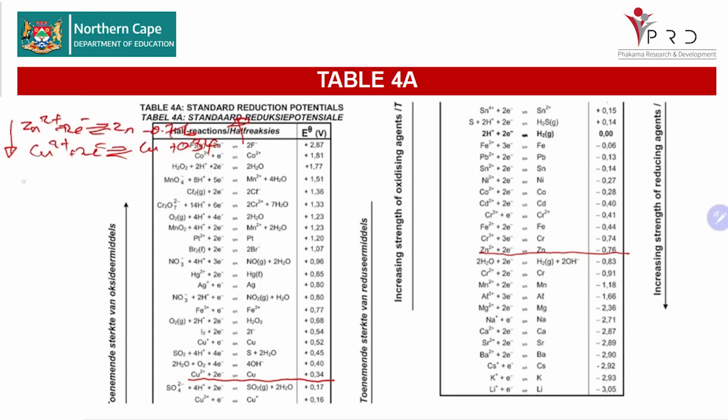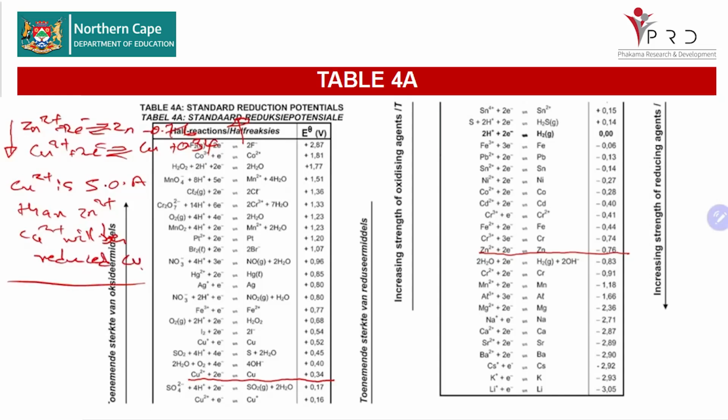So you're going to say copper 2 plus is a stronger oxidizing agent. In full, it's a stronger oxidizing agent than zinc 2 plus. Hence, copper 2 plus will be reduced. Copper 2 plus will be reduced to copper. Hence, copper is formed. Please, learners, this question is almost always there. So I would like you to always look at that and not lose those 3 marks.